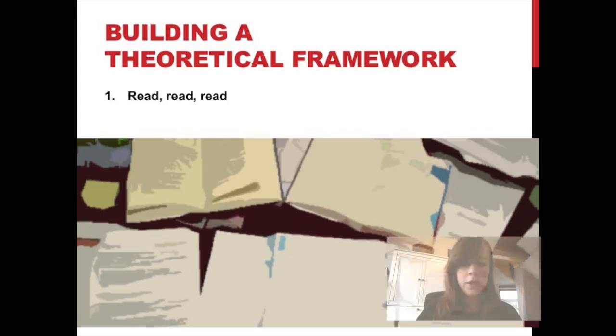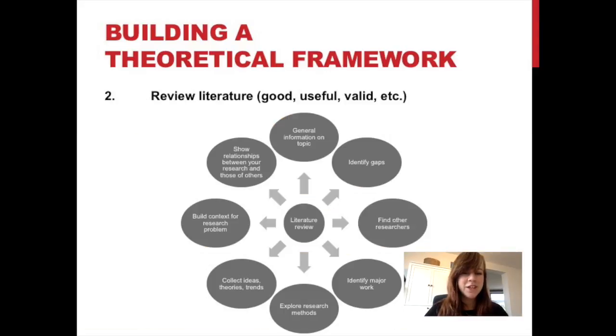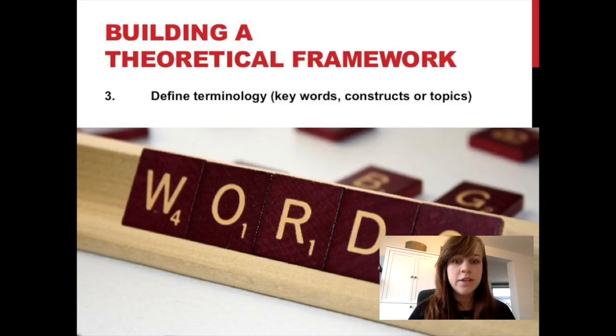Okay, so now I will explain how to build this theoretical framework. First of all, it's all about reading. Read a lot of literature, research of others, studies, other literature reviews that you can find, books, all things about your subject. But reading is not enough. You also have to review the literature if it's good, useful, applicable, valid, etc. for your research. Based on things that you have read in the literature, you can start defining terminology, keywords, constructs, concepts, topics, etc. And do this not only based on dictionary definitions, but also on things that are discussed in journal articles, books, etc.